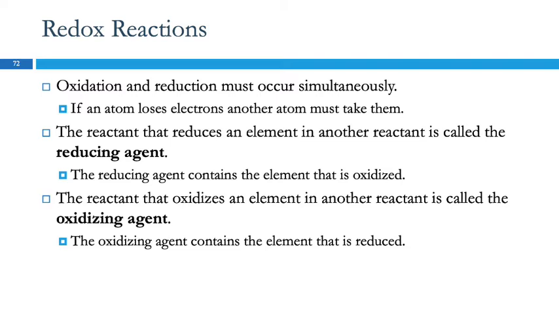So just to restate it, oxidation and reduction have to happen at the same time. If one atom loses electrons, another atom must take them. So we have the reactant that reduces an element is itself oxidized. And the reactant that causes something else to be oxidized is itself reduced. And I don't know about you, but that's just confusing.